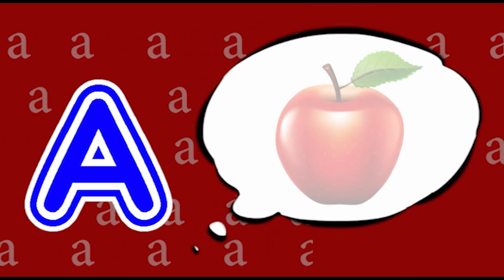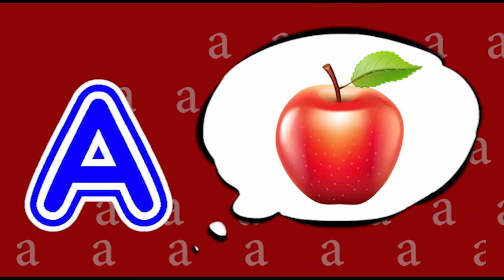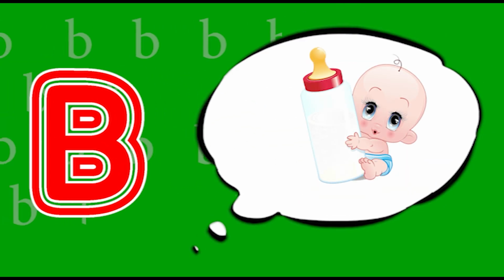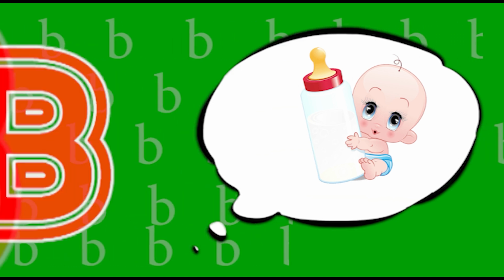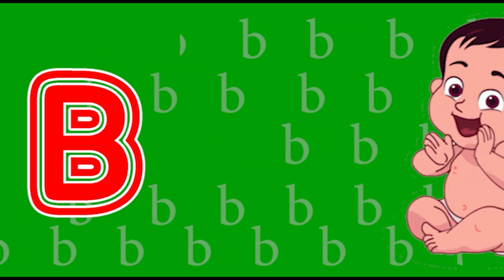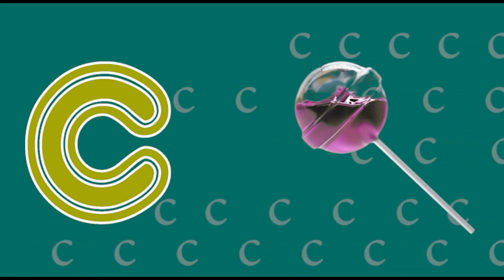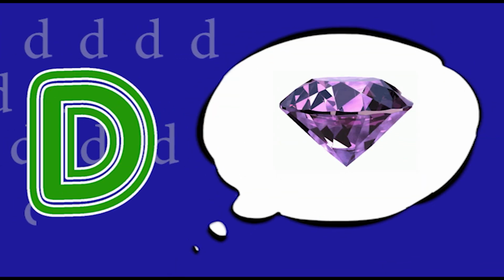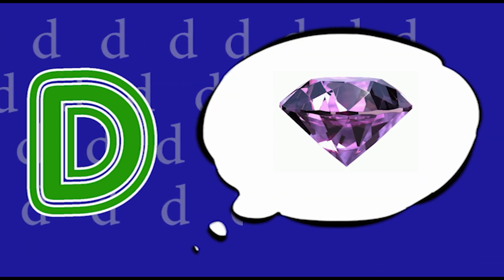A is for apple. Apple. B is for baby. Baby. B, baby. C is for candy. Candy. C, candy. D is for diamond. Diamond. D, diamond. E is for elephant.